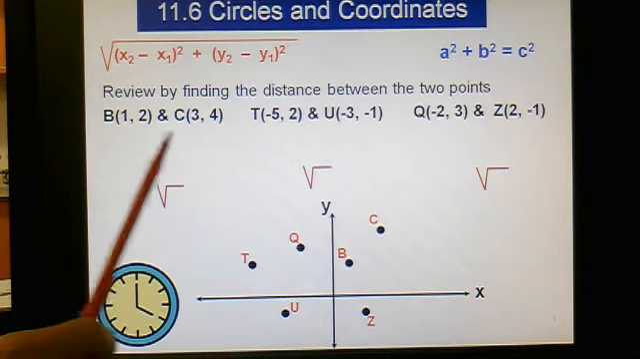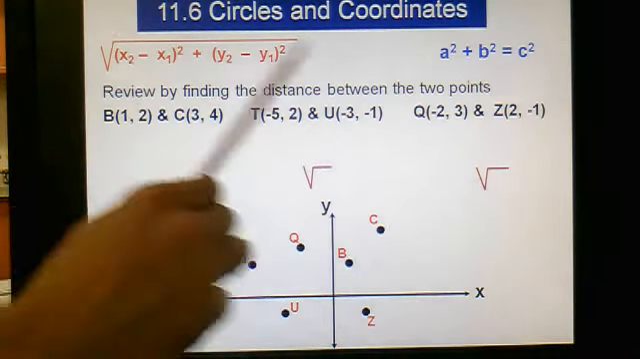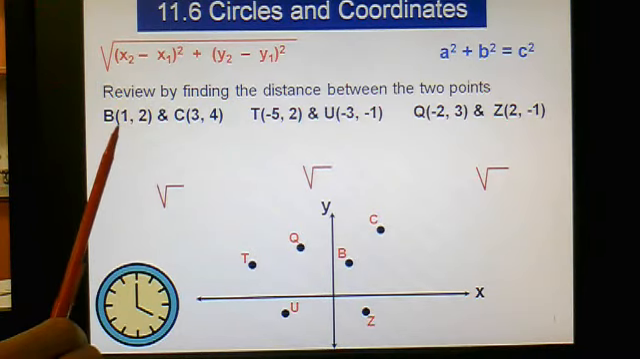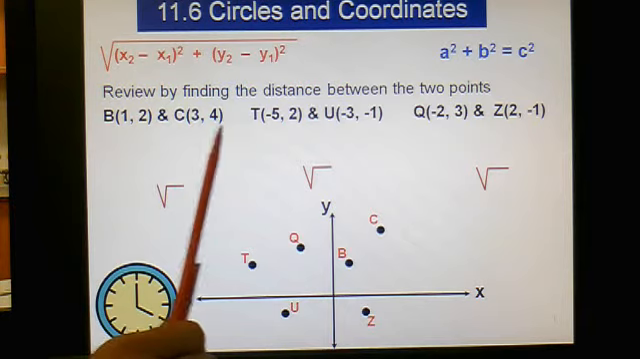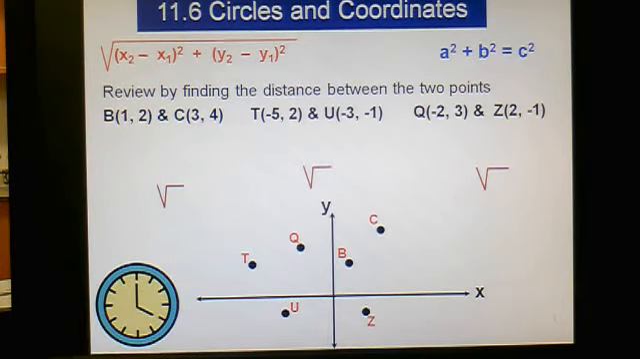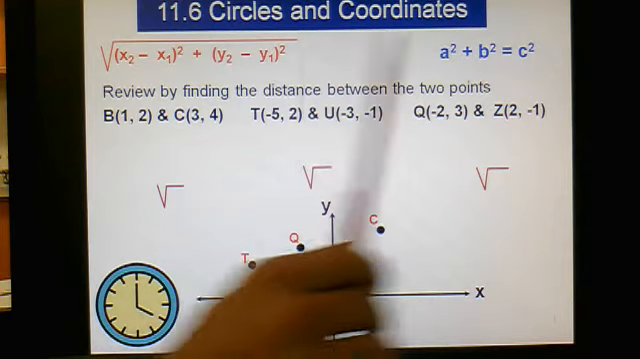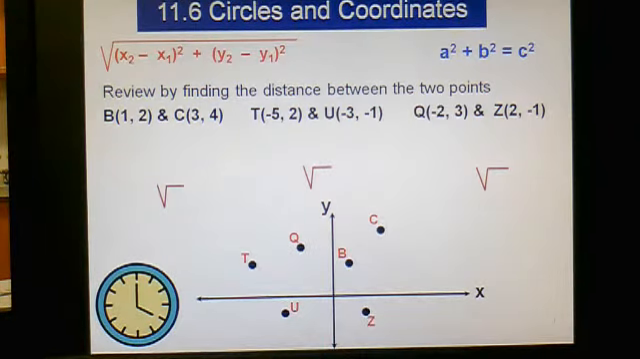So each one of these, you can do with this messy formula. I'm not a big fan of it. I like to just look at the numbers and go, hey, from 1 to 3, how far is that? Well, that's going up by 2. So I'm going to take the 2 and square that. From 2 to 4, that's going to be the run. Well, that's also 2. So it's going to be 2 squared plus 2 squared equals c squared.